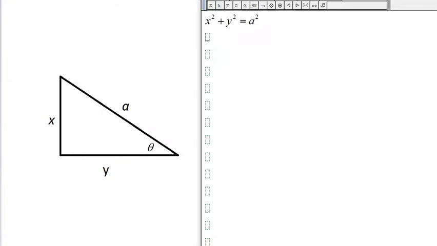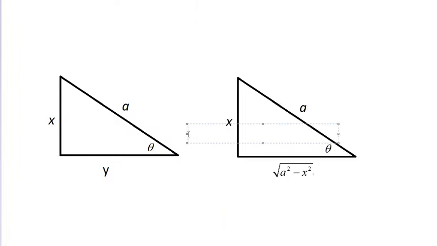And so subtract x squared from both sides. And then take the square root of both sides, and we get y equal to the square root of a squared minus x squared. So the adjacent side is the square root of a squared minus x squared. So this side right here is the square root of a squared minus x squared.